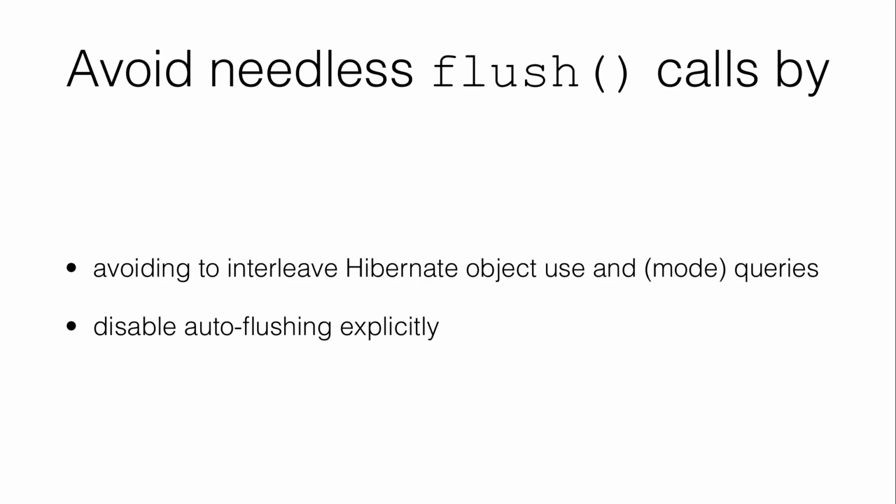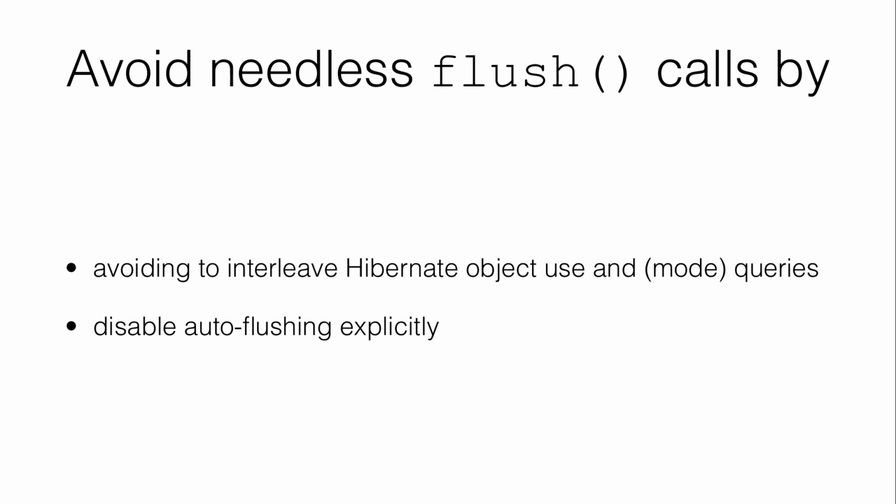And how can I reduce the number of calls to this method? Well, first of all, you should try to avoid interleaving queries, especially mode queries, and the use of normal Hibernate objects, because every time I interleave them, I get flushes and they can be heavy. And the second way is to just disable auto flushing. Now, this works at least for queries that go through Hibernate, not the mode query framework. So if you disable them, then you get, of course, fewer flushes.